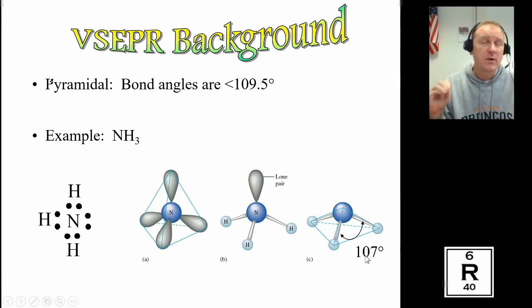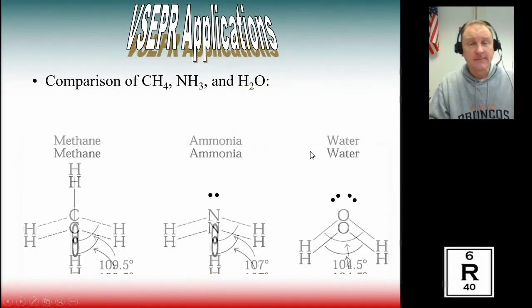You don't have to memorize the 107. I would like you to know the 109.5. 109.5 is the angle of a tetrahedral, and you can just say it's less than 109.5 degrees if there's a lone pair there, and I'll give you some examples of that.